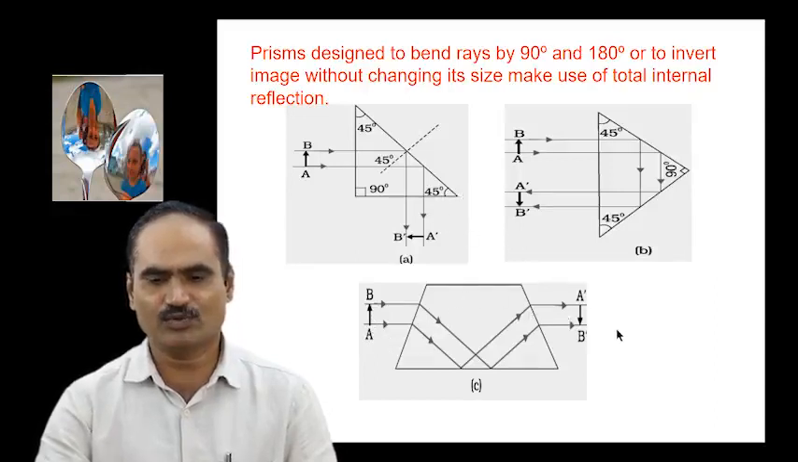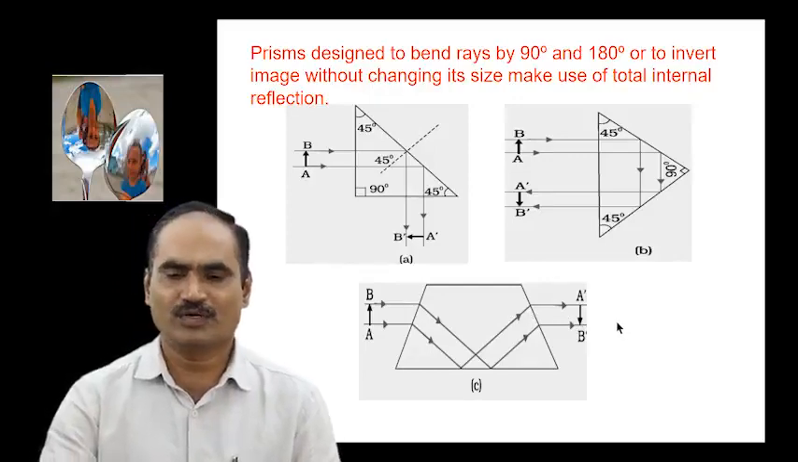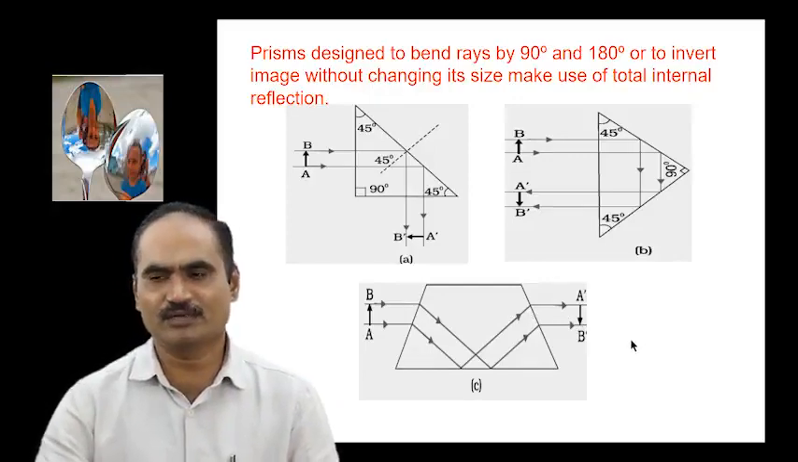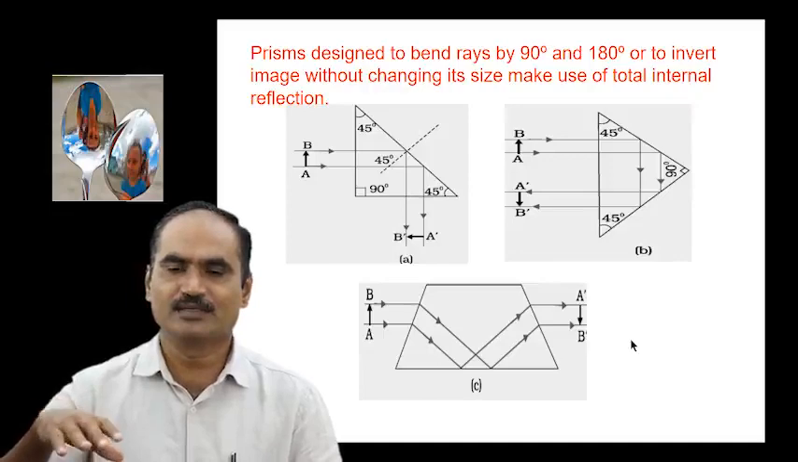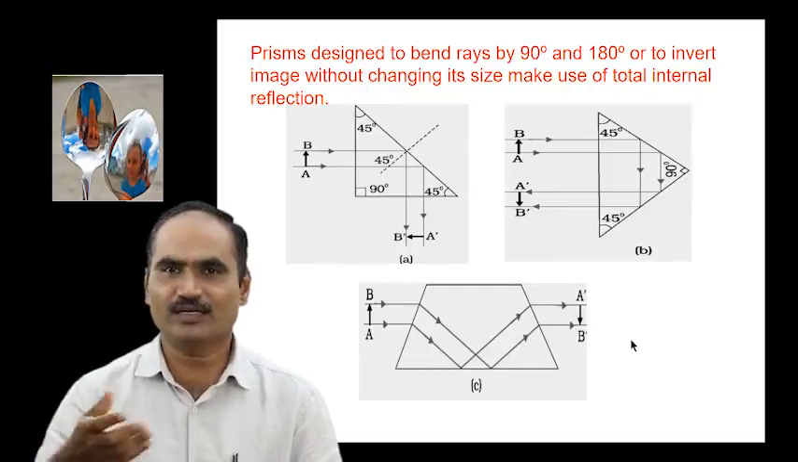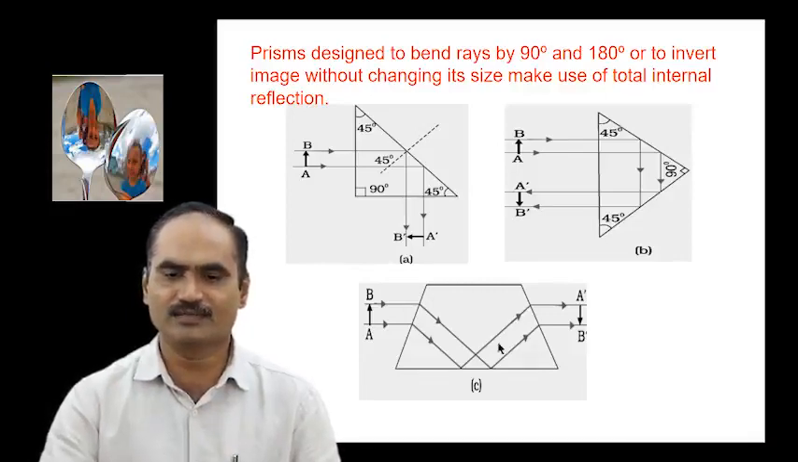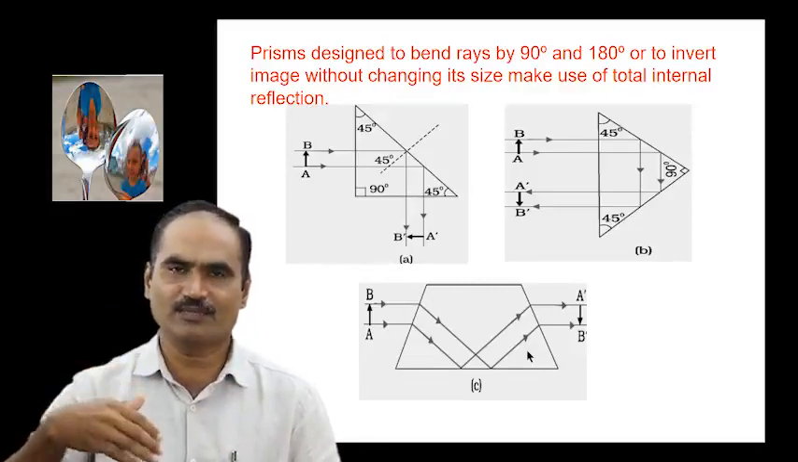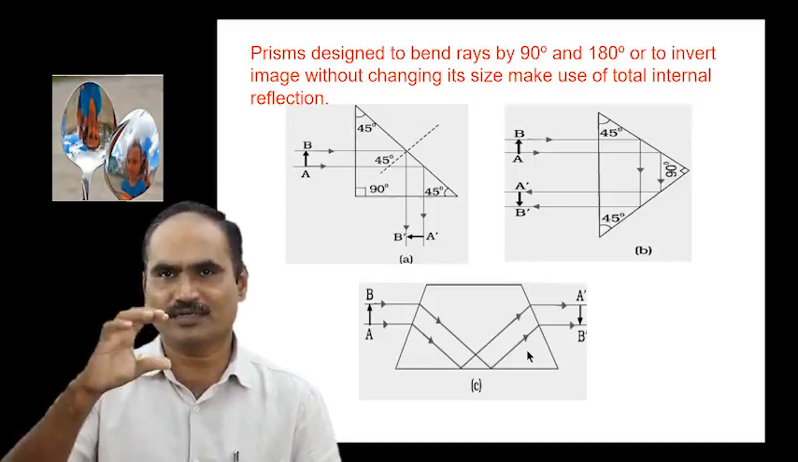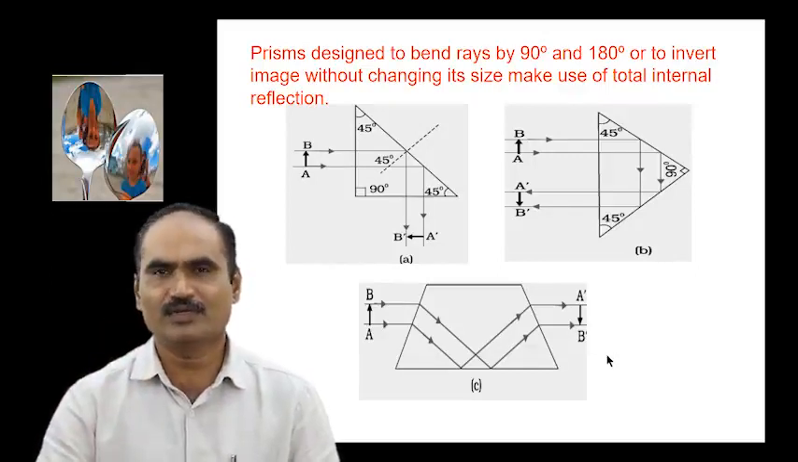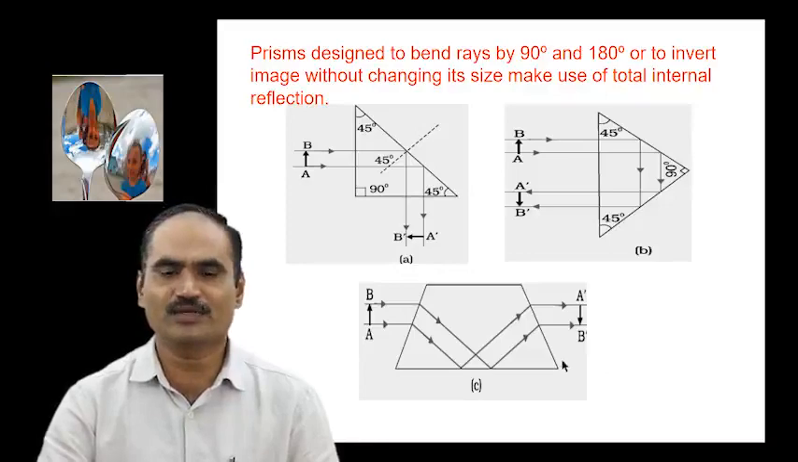Sometimes, suppose you are using a telescope or microscope and you are getting an inverted image. To get an erect image, you can pass the light rays through these kinds of devices, and then you can see the image in the same manner. So even if you are using telescopes and all, you can use these things.